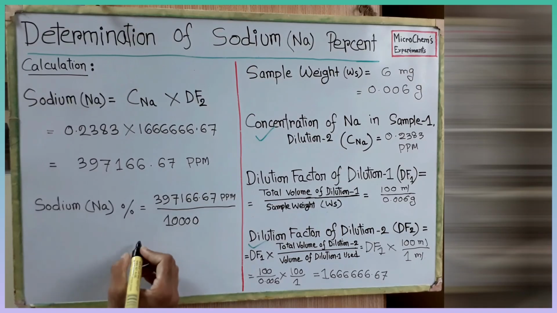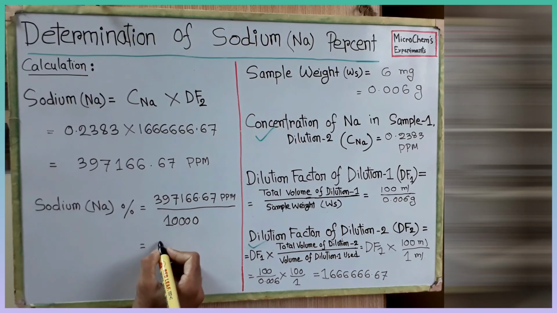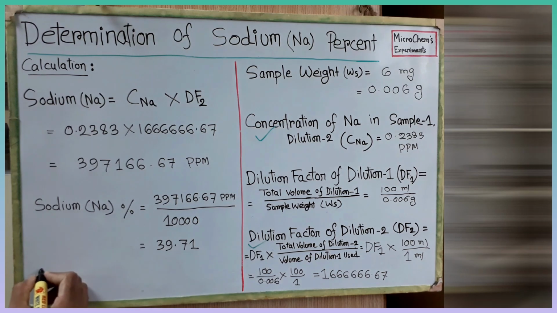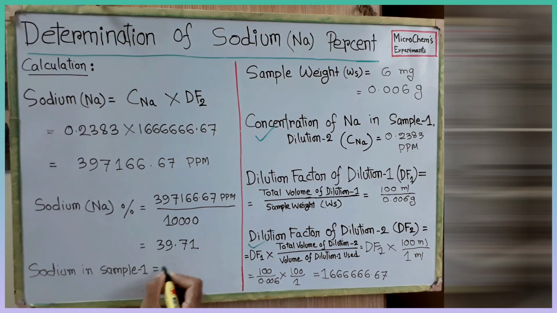We can find the percentage value of sodium by simply dividing the ppm value of sodium by 10,000, which is 39.71%. So the sodium content of our tested sample is 39.71%.